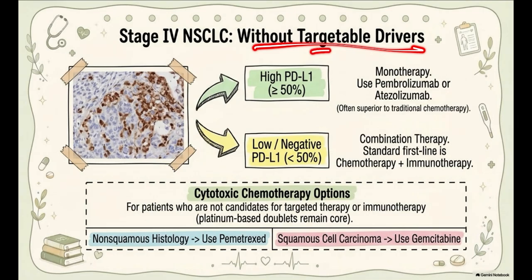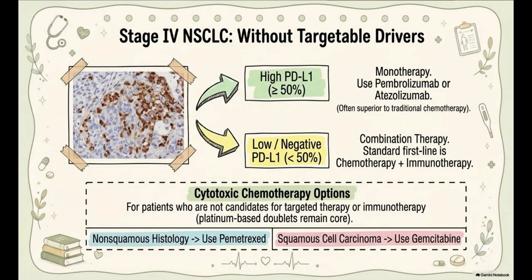But what if your stage 4 patient does not have any of these targetable drivers? Then you test for PD-L1. A high PD-L1 score of 50% or more allows for immunotherapy on its own. We use pembrolizumab or atezolizumab. This monotherapy is often superior to traditional chemotherapy.